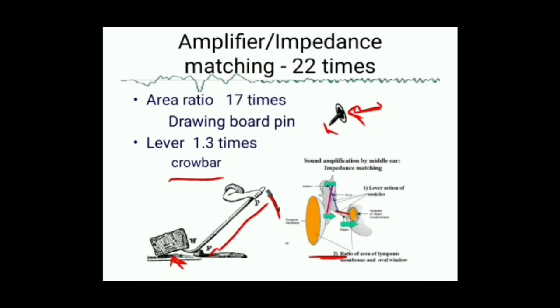Similarly here, the long handle of the malleus is 1.3 times longer than that of the incus. So what happens, the force when it is transmitted from the malleus to the incus is amplified by 1.3 times. So totally the sound is amplified by 22 times, 17 into 1.3, 22 times.